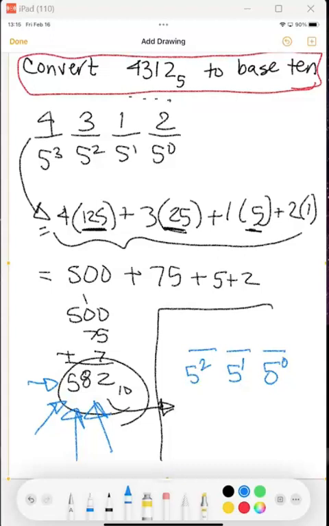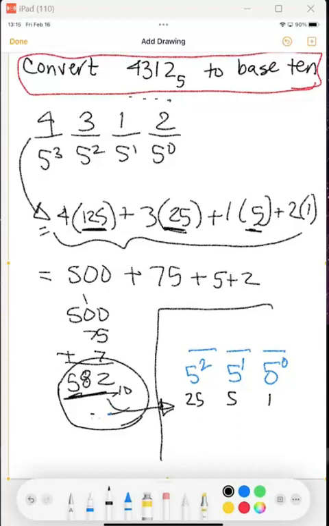And now, here's what you do. Let's see if I can figure stuff out here. I want to convert 582 in base 10 to base 5. So in this method, this is a 25, this is a 5, and this is a 1. I'm going from left to right.